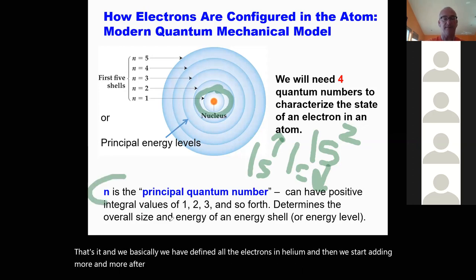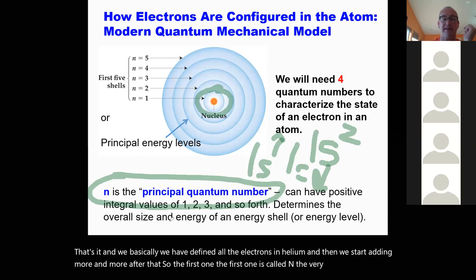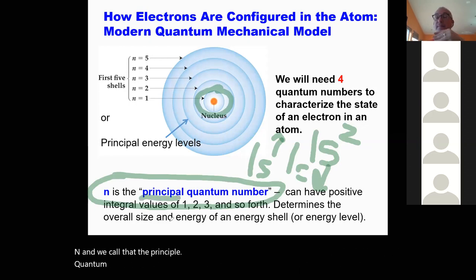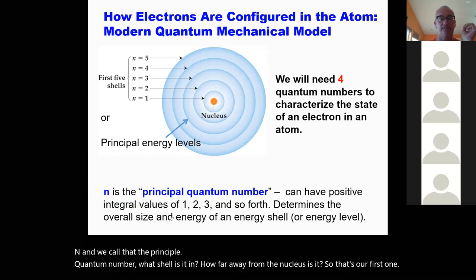So the first one is called n. The very first number is called n, and we call that the principal quantum number. What shell is it in? How far away from the nucleus is it? So that's our first one, principal.